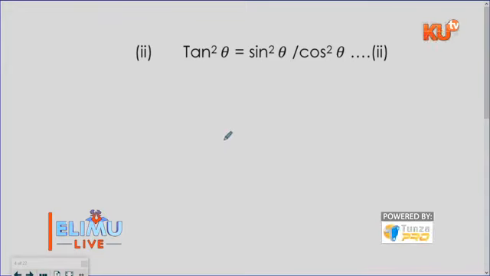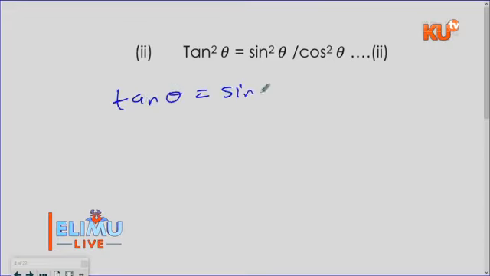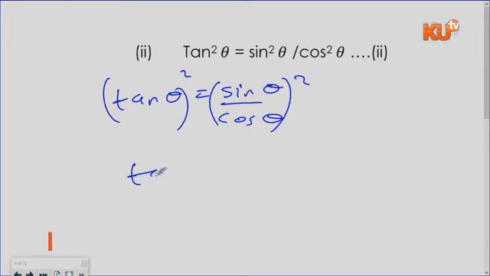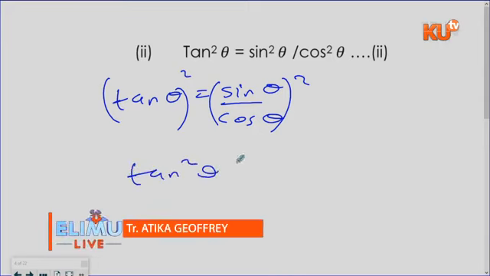You did this in Form 2 where you said tan theta is equal to sine theta over cos theta. So in Form 4, what we are only adding is that we are squaring this. If you square both sides, you will end up having tan squared theta is equal to sine squared theta over cos squared theta. So we shall just be playing around with these two identities, learner. Make sure you remember these identities.